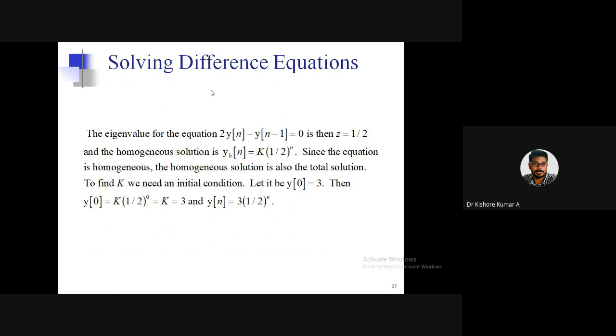So that is the eigenvalue for 2y of n minus y of n minus 1 is equal to 0, and then z is equal to 1 by 2 as per the homogeneous calculation we obtained, and we can substitute it to get the total solution. Okay.